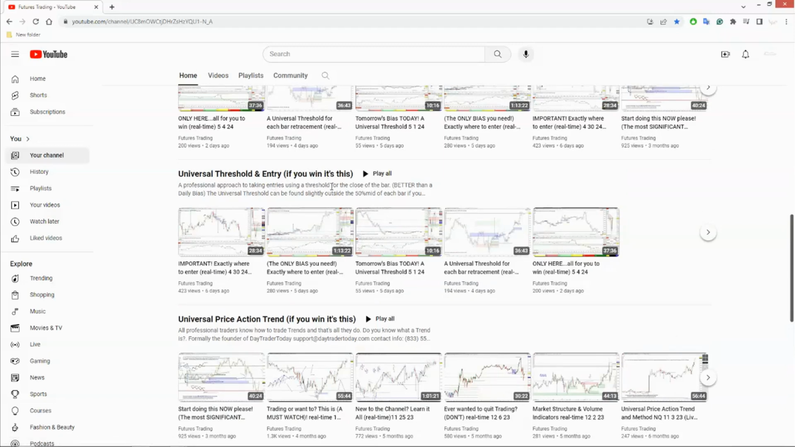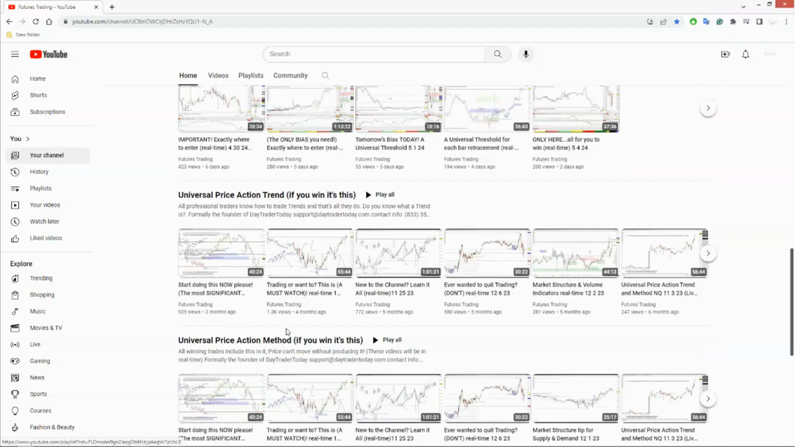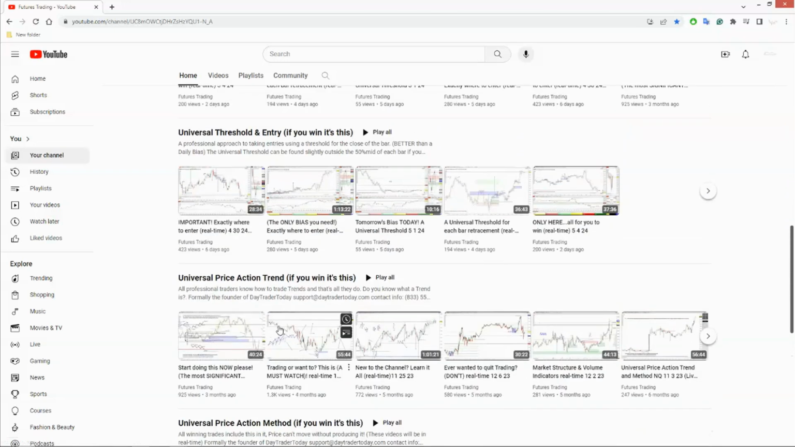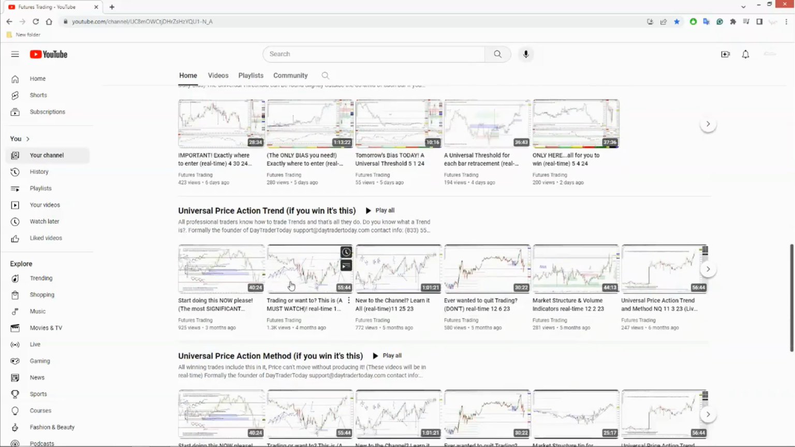So we're trying to get you a little bit closer to price so you're not having to wait for the universal price action method, which is the 2 bars. And of course, we're going to look at that as well. And there's your trend. Everything that I teach is universal. That means it applies to any market, any time frame. It does not matter. So universal trend, that's there.